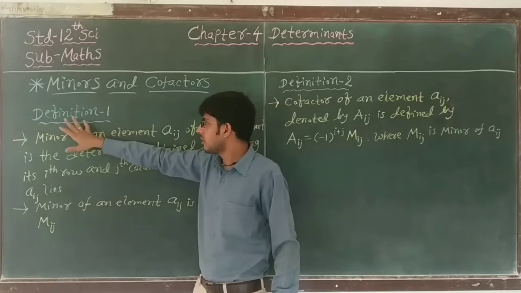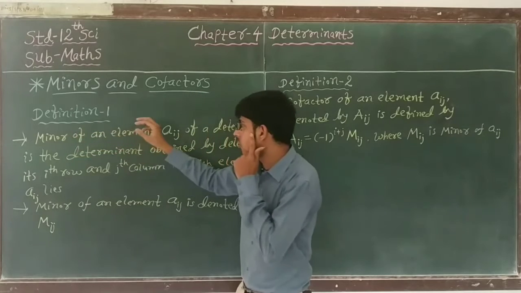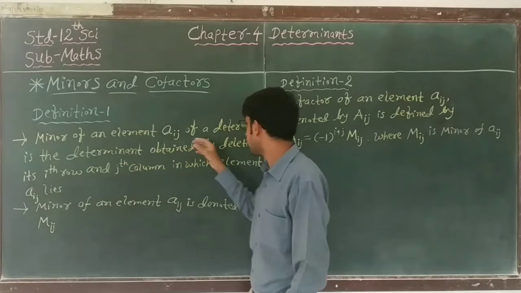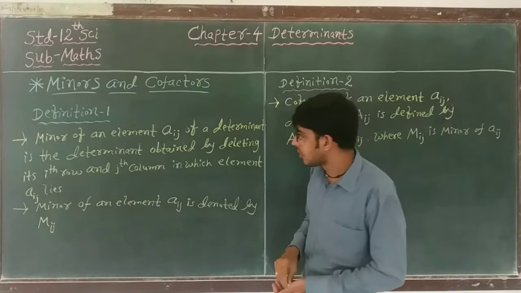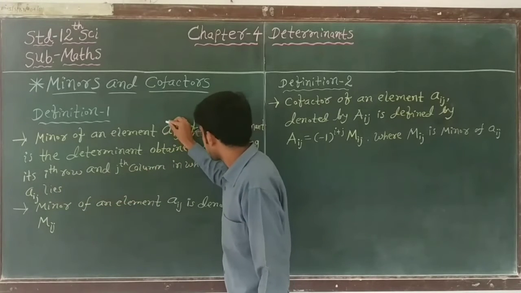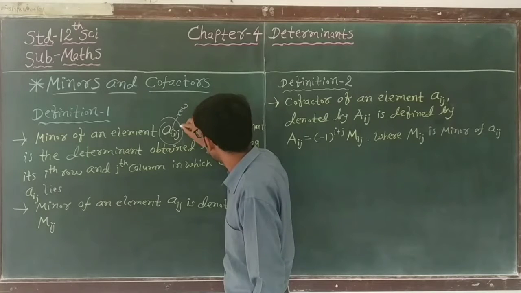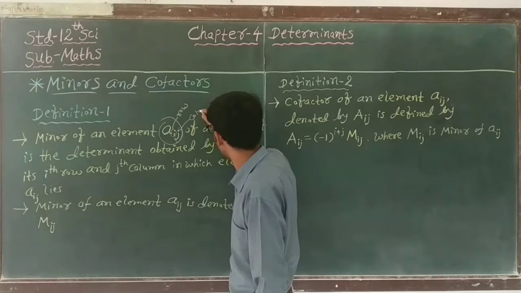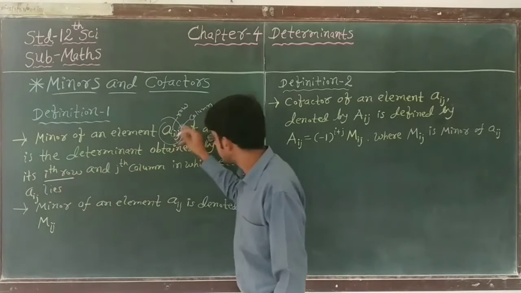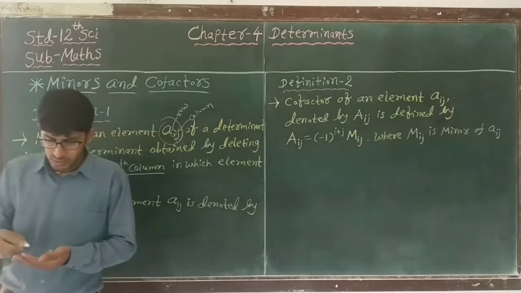Definition 1 gives the minor of a determinant. The minor of an element Aij of a determinant is the determinant obtained by deleting the ith row and jth column in which the element Aij lies. Here i indicates the row and j indicates the column. So we have to remove the ith row and the jth column in which element Aij lies.